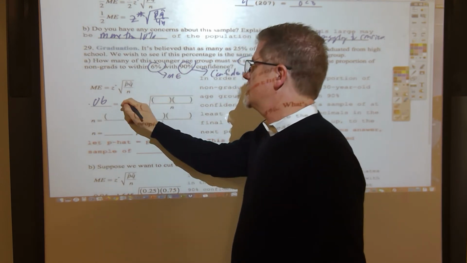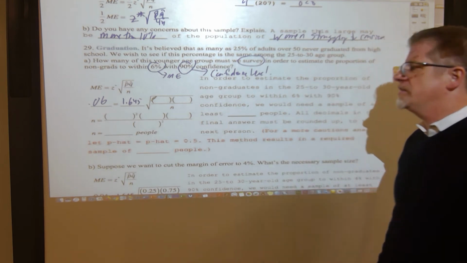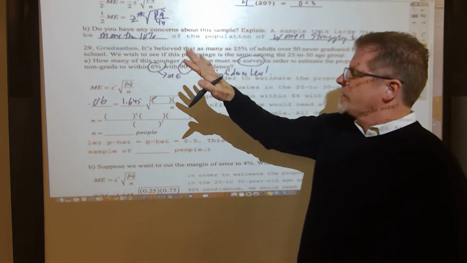0.95. By the way, that comes out to 1.645. I've got it memorized, but if you don't believe me, you could type in inverse normal of 0.95, and we'll have it. Now, yeah, it's 90 here.